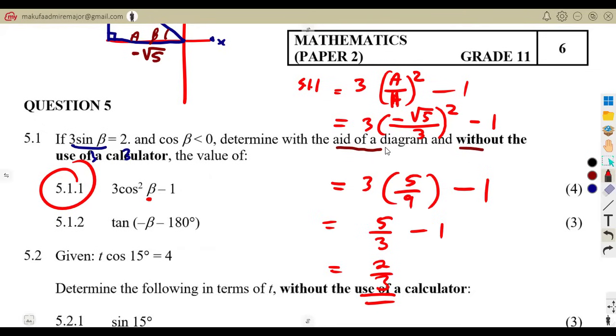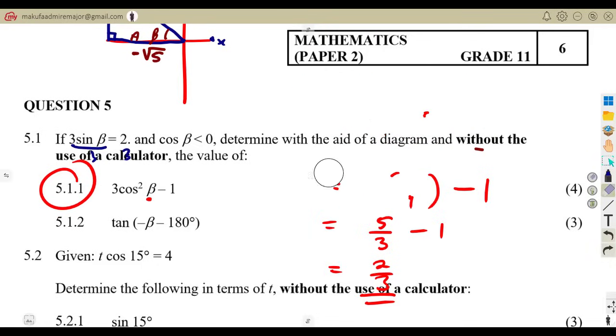You're going to get 5 over 3 minus 1, which is going to give us 2 over 3 at the end. All right, so what they simply say, guys, is do not just use your calculator to evaluate everything, but at some of these stages you can use a calculator. No one is going to know that you have used a calculator there. All right, so that's your 5.11.